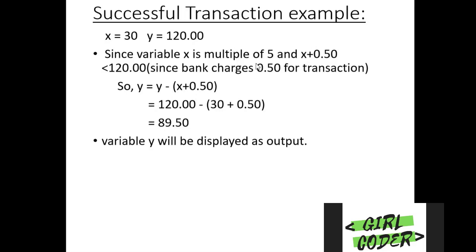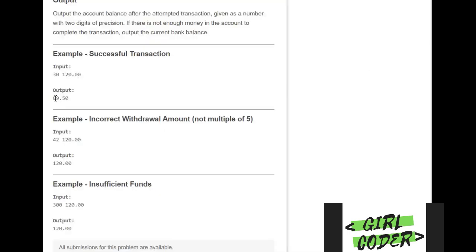And since this condition is satisfied, we will subtract X plus 0.50 from Y and store the remaining value in Y. And the output we'll get is 89.50 obviously, and this 89.50 is stored in Y and displayed as output like this.